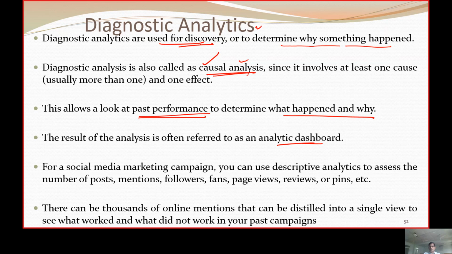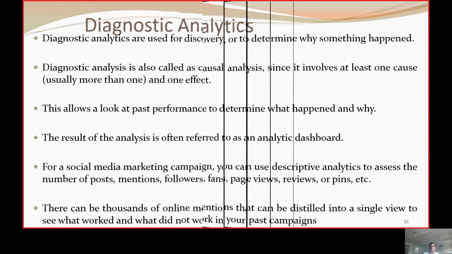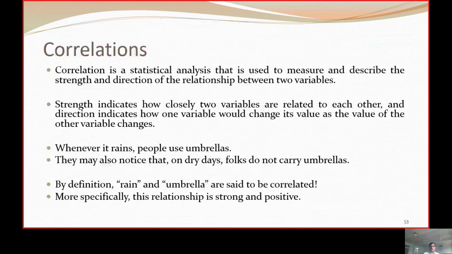The basic nature is that it is used for discovering or determining why something happened, and it involves at least one cause, usually more than one, for one effect. Basically it looks into the historic data, that is the past data, and determines what happened and why it happened. Finally, it is depicted over a result board so that it gives the summarized data there.